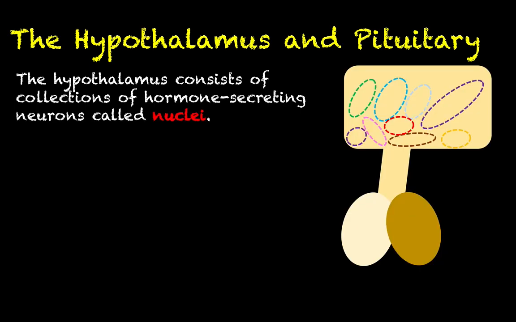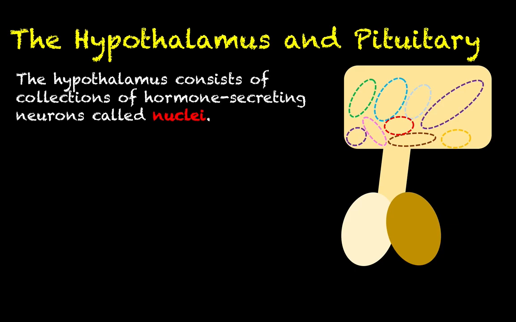Okay, so let's do a quick overview of what the most important takeaways are. The hypothalamus consists of big bundles or collections of neurons. These are hormone-secreting neurons, and these bundles or collections of neurons are called nuclei. Each nucleus is responsible for synthesizing and secreting a different hormone. We're going to find that the hypothalamus actually makes a lot of different hormones, and as such, that's going to make it kind of the big boss here.